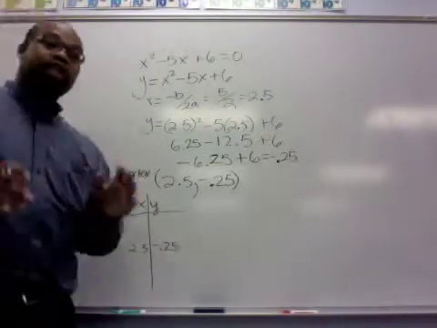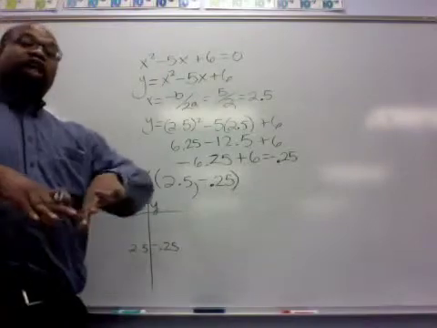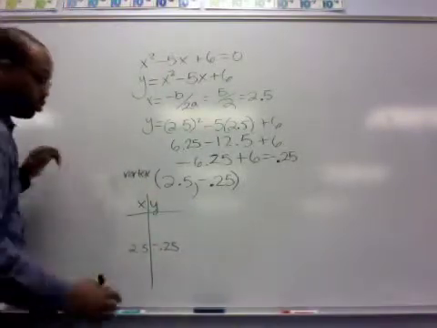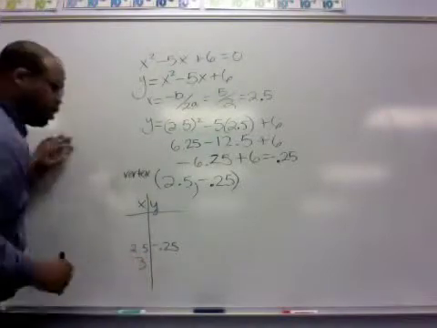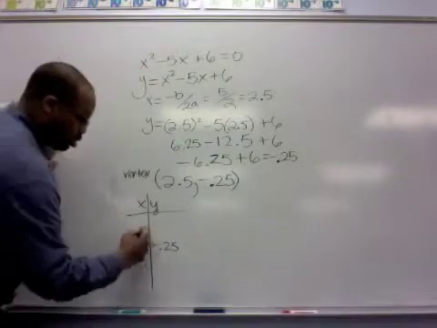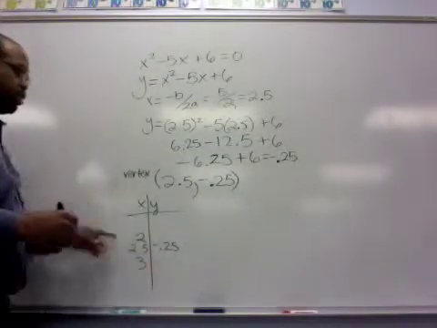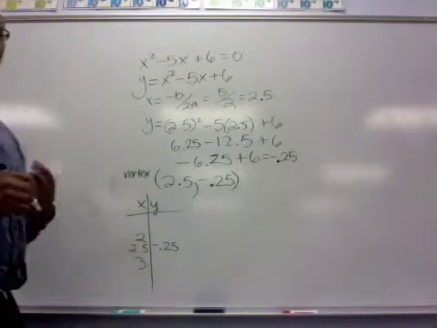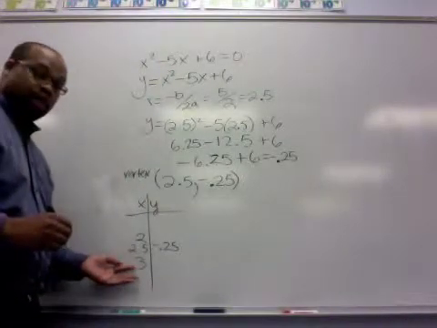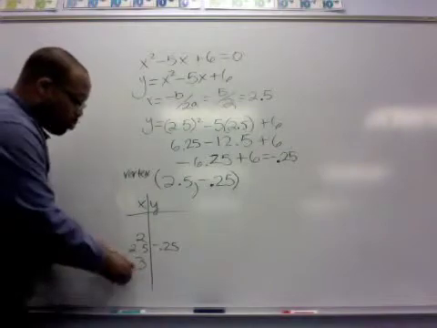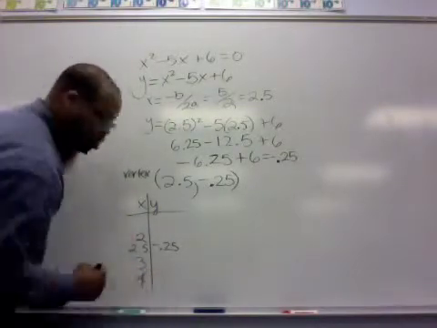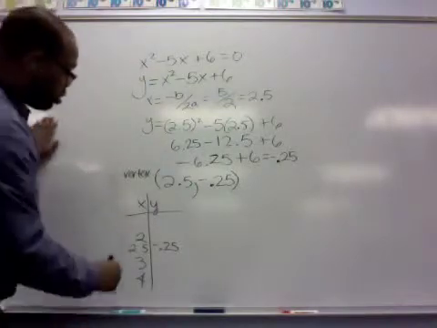We want to choose integers that are of equal distance away from that x coordinate in the vertex. So we're going to choose 3 on this side. It's 0.5 units away. Then we'll also choose 2 on this side because it's also 0.5 units away. Then we can start choosing representative values for x that are equal distance away from these points. So we'll choose 4. We're going to stick with integers because they're easy to work with, and 1.